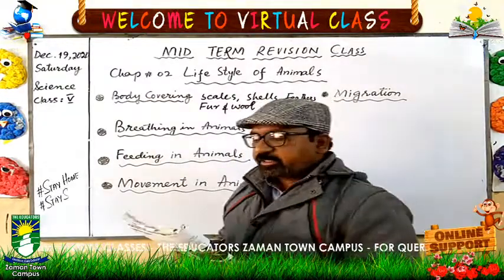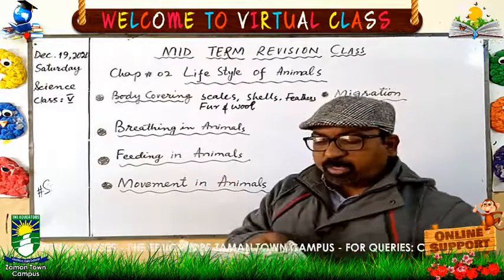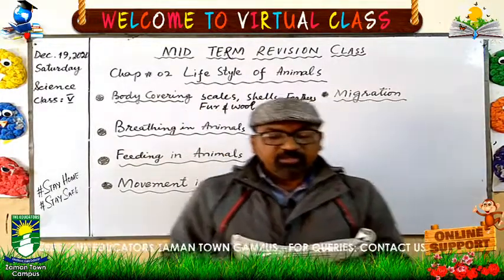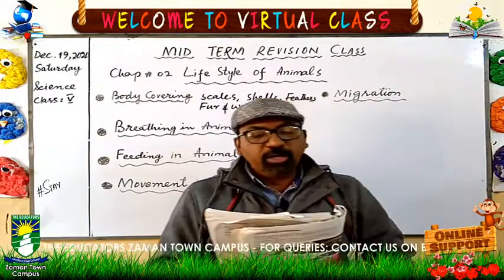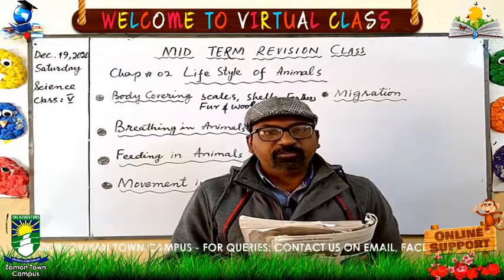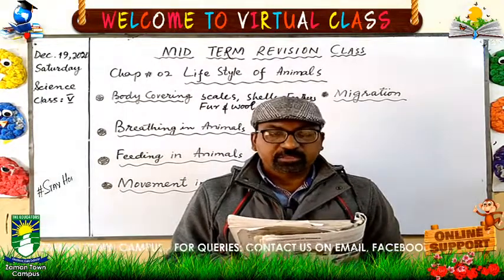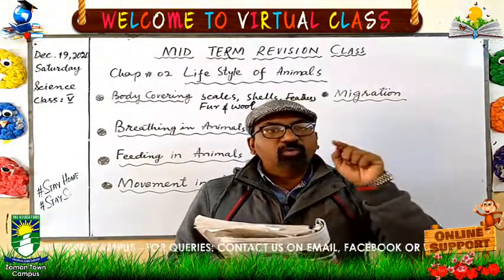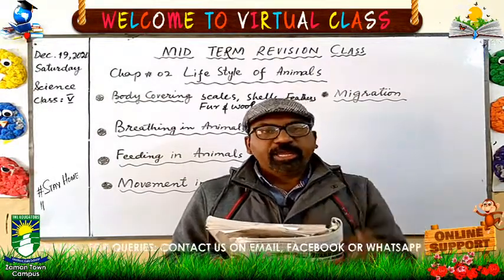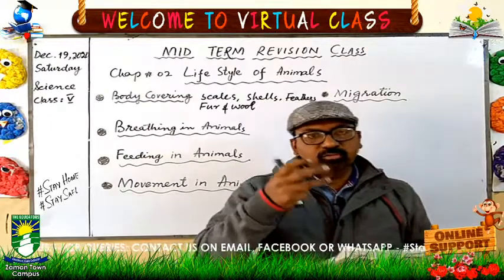And next is the body surface or moist skin. It is present at page number 17. So come to page number 17. Body surface or moist skin. Some animals do not have lungs, they do not have gills, but they have small pores on their body and they breathe through these pores.